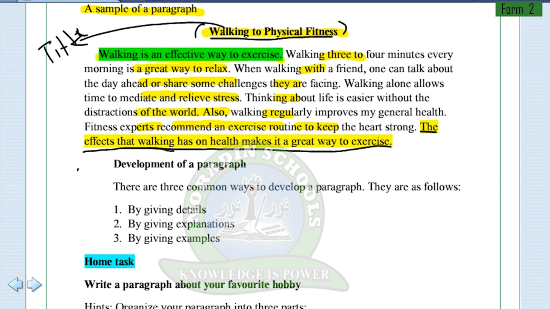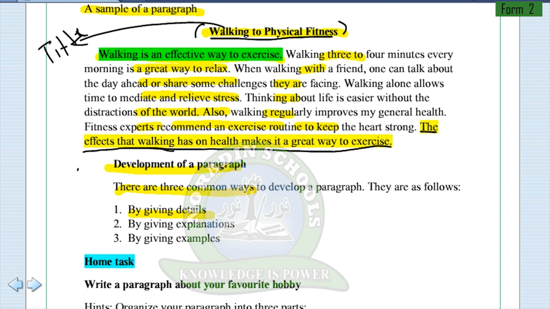Development of a paragraph here. Keep in mind, please. Our lesson was starting from here, but before we start, it's better to know that information. Here, there are 3 common methods that you can develop a paragraph. They are as follows. The first one is giving details.